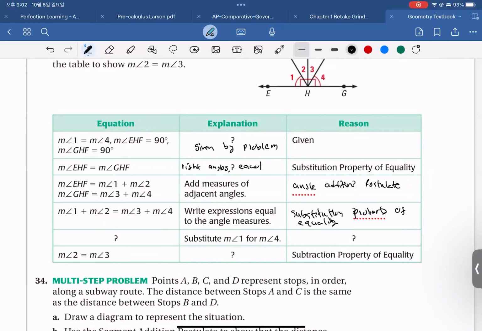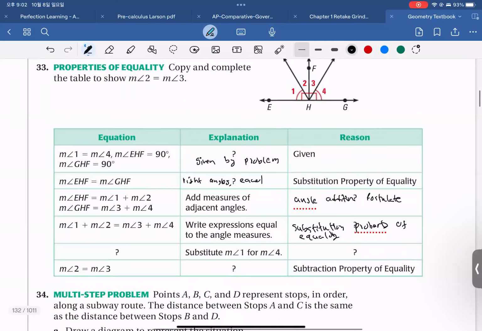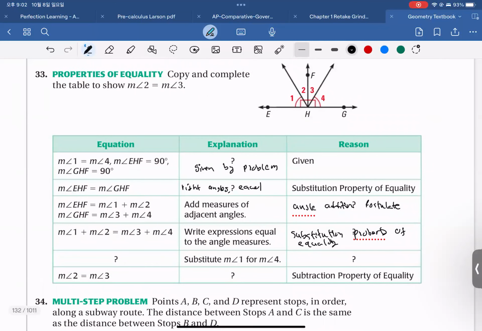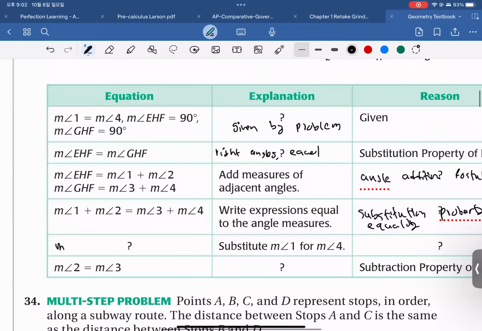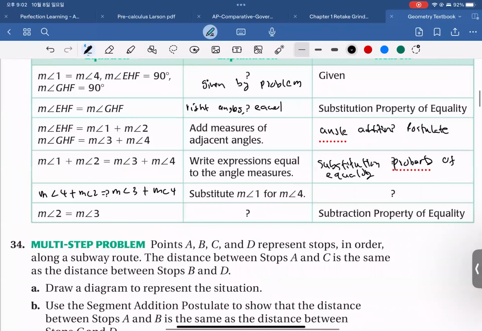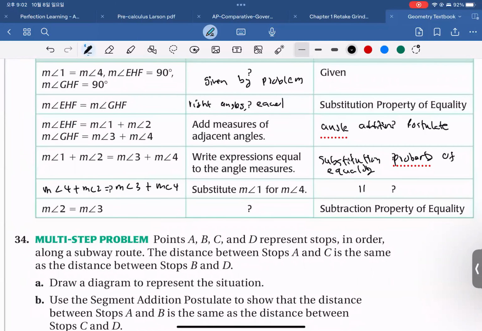Because we know that these two, and then here you're substituting measuring angle 1 for 4, so something like measuring. And because you're here subtracting, this would probably be the substitution property of equality, and as a result you get this value, and this is pretty much done by subtracting measure.